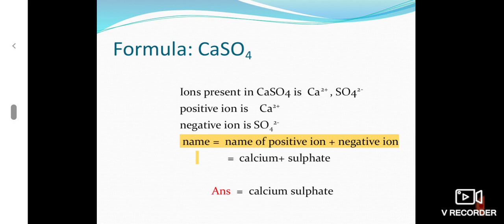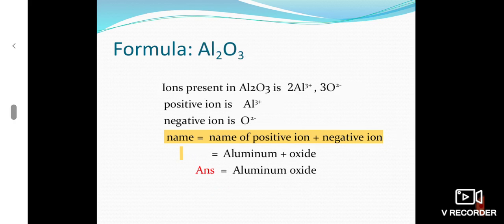First we memorize the table given in that book. Okay, so here CaSO4 is made up of Ca2 plus and SO4 2 minus ions. How do we convert the formula into a name? Name of the positive ion plus name of the negative ion. Here the positive ion is calcium plus the negative ion is sulfate. So calcium plus sulfate, calcium sulfate. Okay, and next.